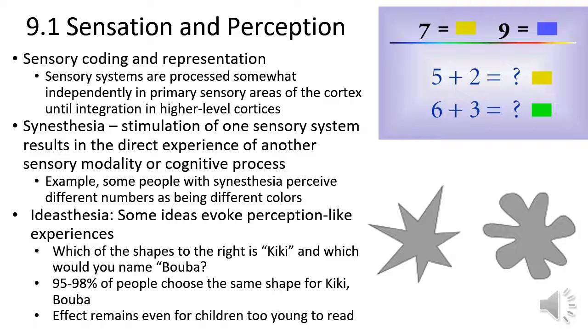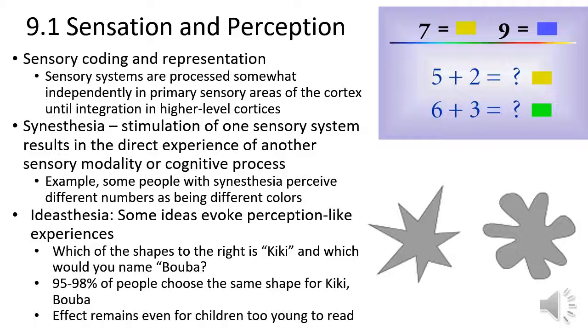You might have heard of synesthesia, which is when one sensory system is stimulated, and this results in the direct experience of another sensory modality or another cognitive process. So there are people who have synesthesia. I think it's actually a pretty big percentage, maybe 4% of the population has some form of synesthesia, where, for example, some people will perceive a number as being a different color. So they'll say 2 is purple and 5 is red, something like this.